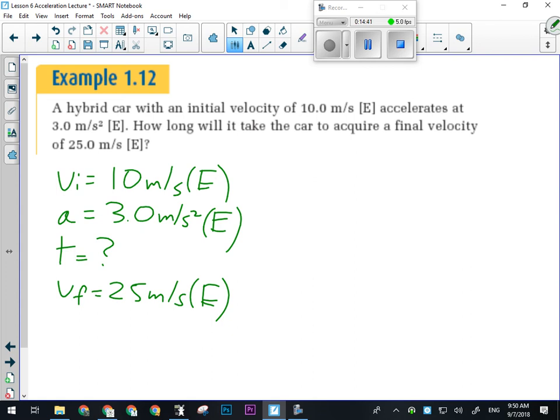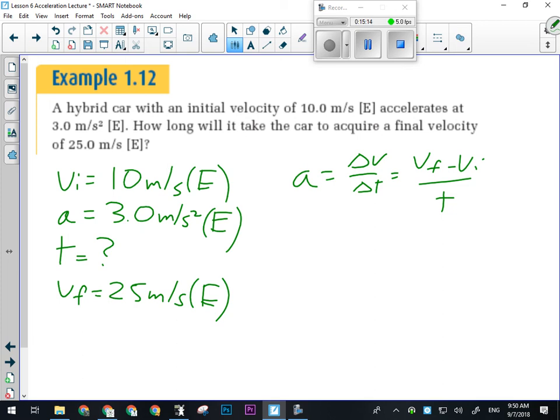What formula am I going to have to use if I'm looking for t? I have both v's and a. Which one do you think? Mason, which formula am I going to use? Right. We're going to use change in velocity over change in time. So that's going to be VF minus VI over T. That's the formula we've got. But we're solving for T.